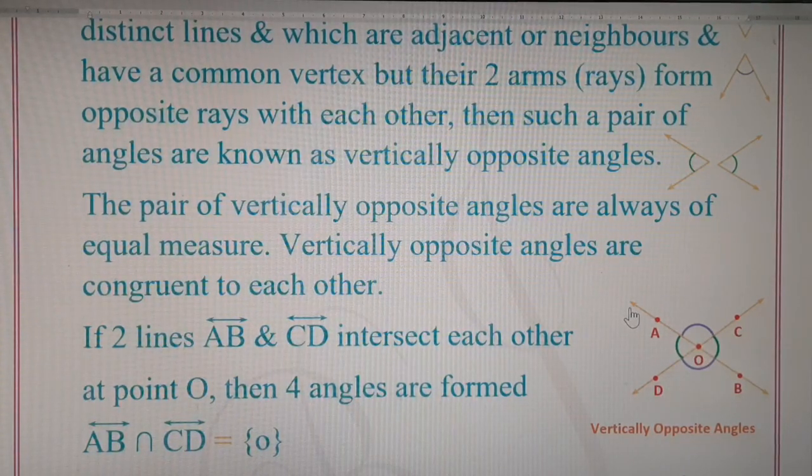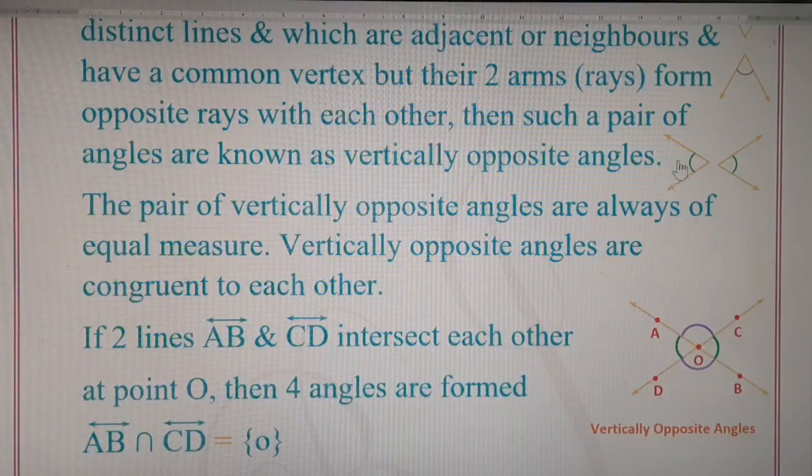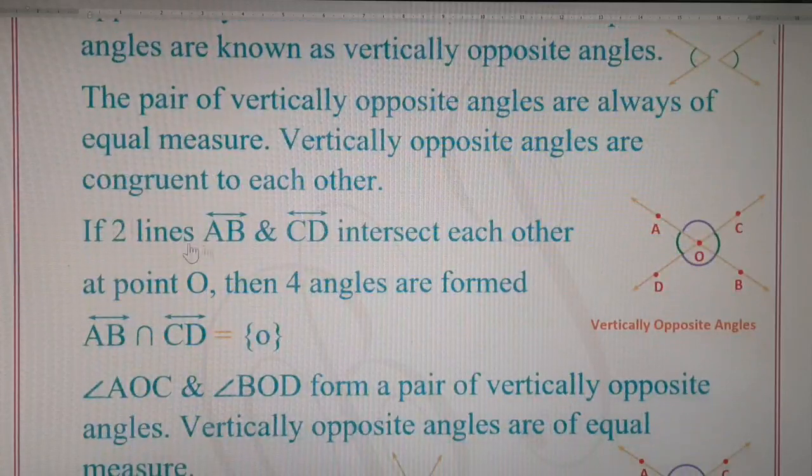Similarly, angle AOD and angle BOC will also form vertically opposite angles, just like this shape. So this green colored marked angle is also known as the vertically opposite pair of angles. And we have to remember, children, vertically opposite angles are of equal measure and they are congruent to each other.